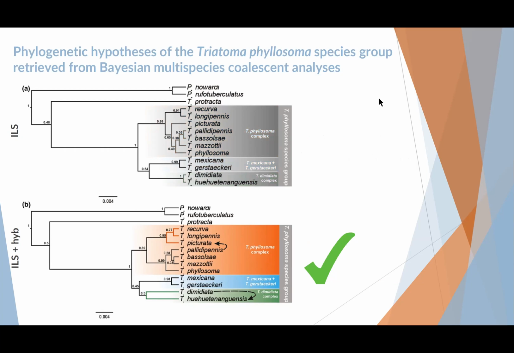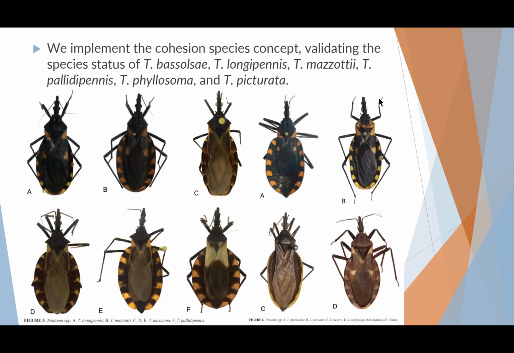Considering the performance of our hypotheses and information from previous data, we prefer the second hypothesis. And we use this hypothesis to implement the cohesion species concept for validating the species status of these species.